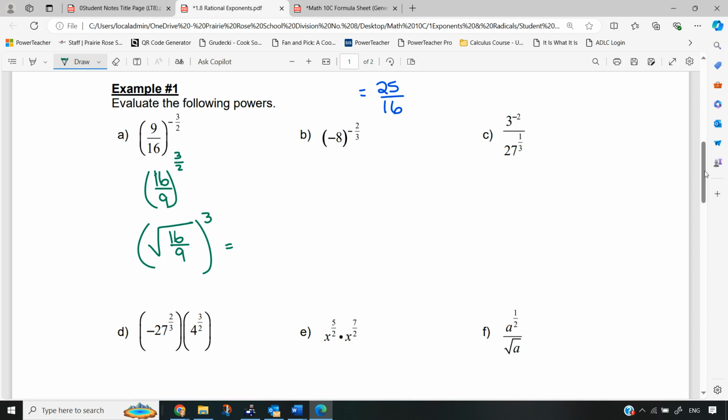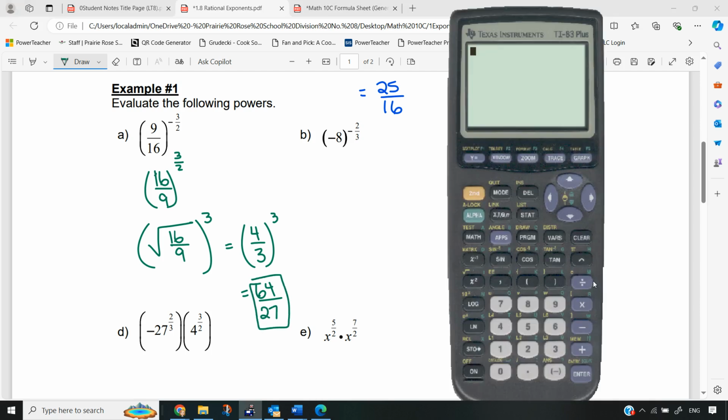So the square root of 16 is 4, and the square root of 9 is 3. And that's going to leave me with an exponent of 3. 4 cubed is 64, and 3 cubed is 27. So checking these on my calculator, I can go 9 over 16 to the exponent negative 3 over 2.